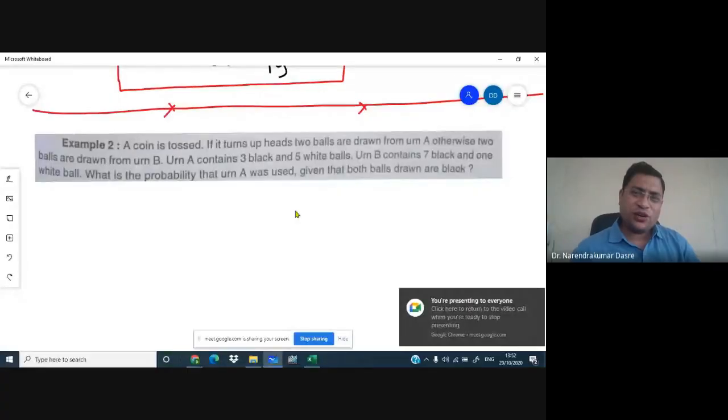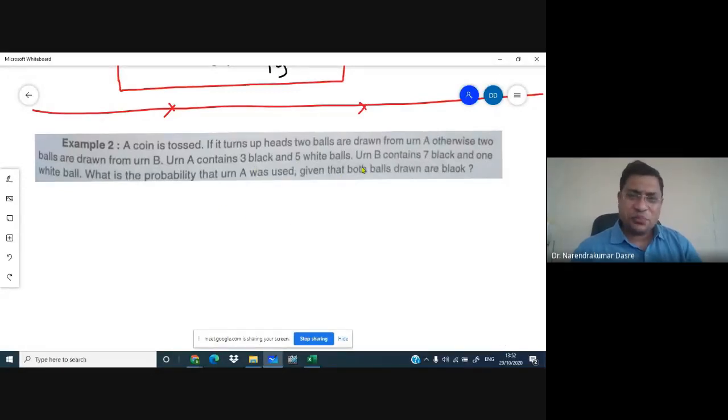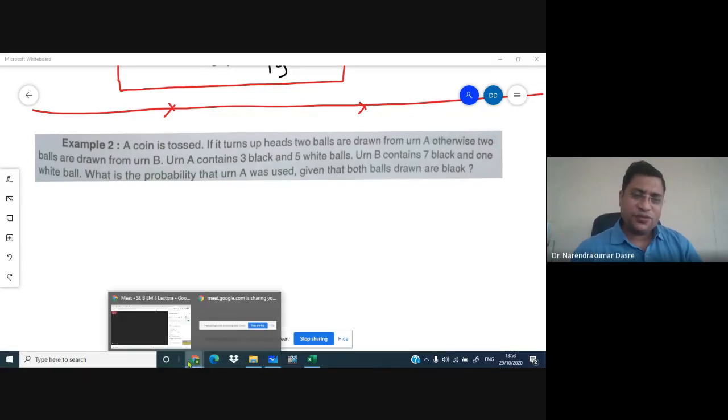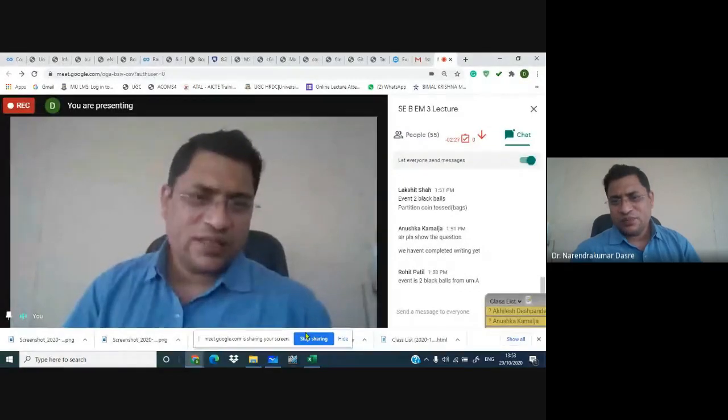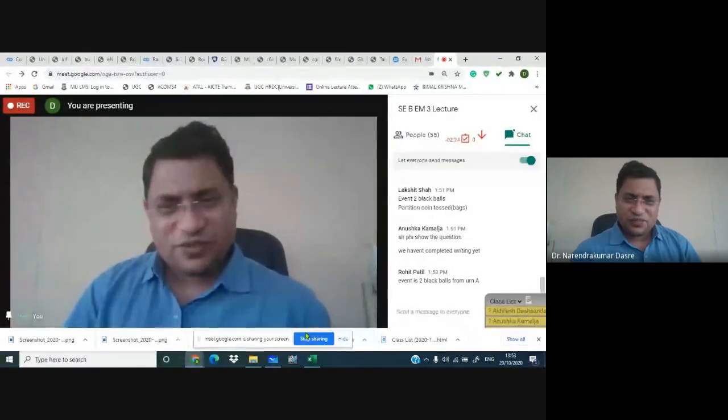So this is the question that we have. A coin is tossed. If it turns up heads, two balls are drawn from urn A. Otherwise, two balls are drawn from B. Urn A contains three black and five white balls. Urn B contains seven black and one white ball. What is the probability that urn A was used given that both the balls are black? Now tell me what you have. What is the event and what is the partition?